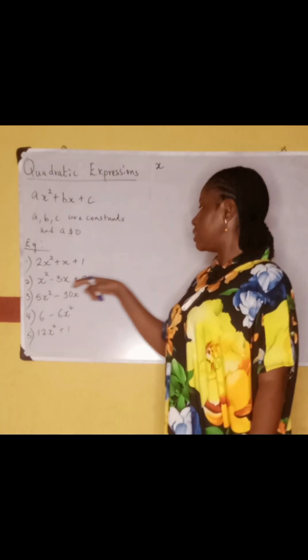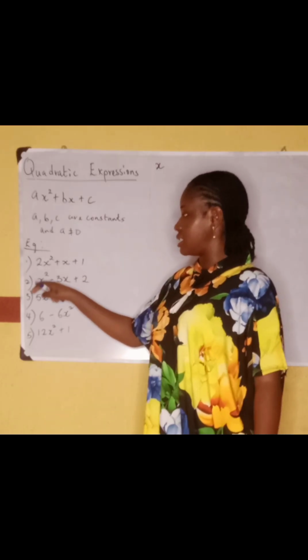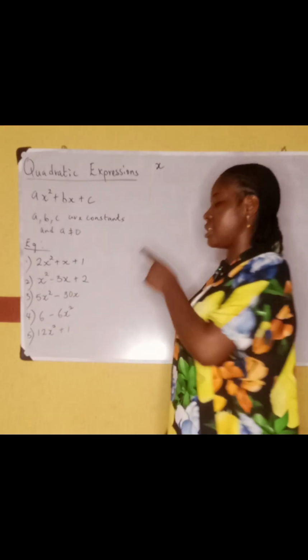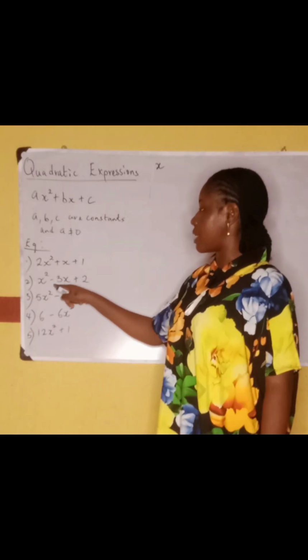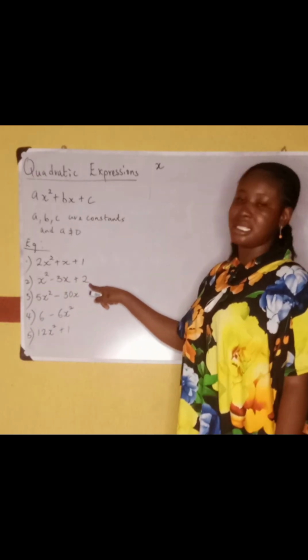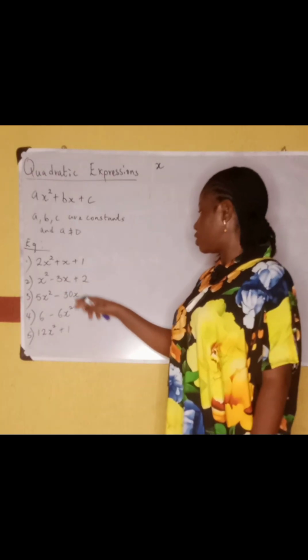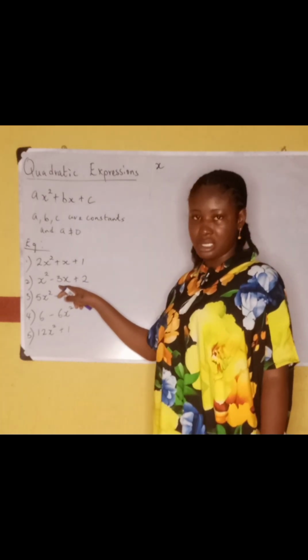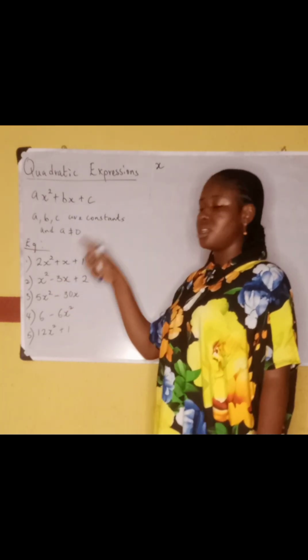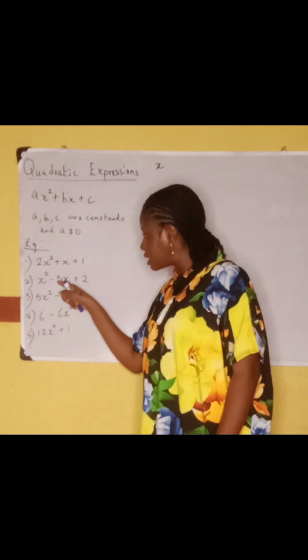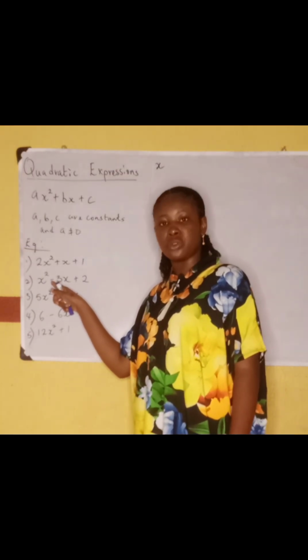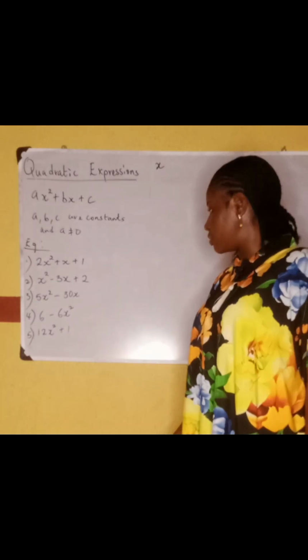Then here, my a is 1. You can see there's no number there. So that means the a here is 1. My b is minus 3. And my c is 2. You know why I said minus 3? It's not just 3. Some of us make that mistake. Remember that the sign in front of a number is the sign of the number. So this is not just 3. It has a negative in front. So you take note of that negative.